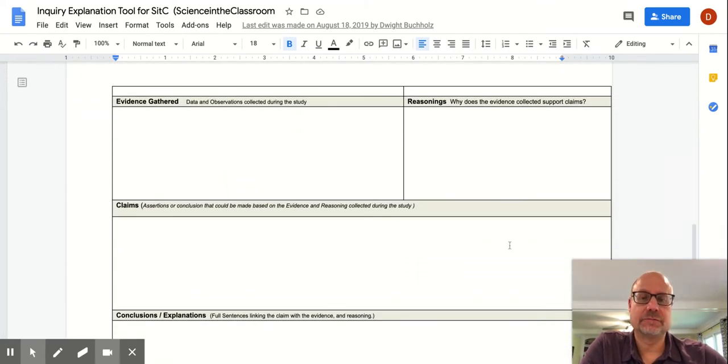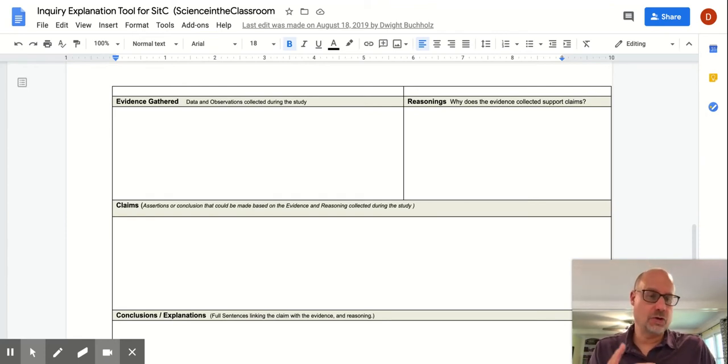Evidence gathered. Evidence gathered is your data. You put the stuff in the test tubes, you add the indicator, you mix them up, you wait the right amount of time. The evidence gathered would be that in the test tube testing for simple carbohydrates, in test tube A, the solution remained blue. In test tube B, the solution changed to orange.